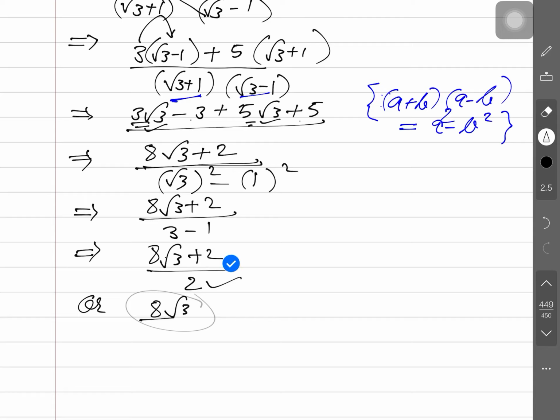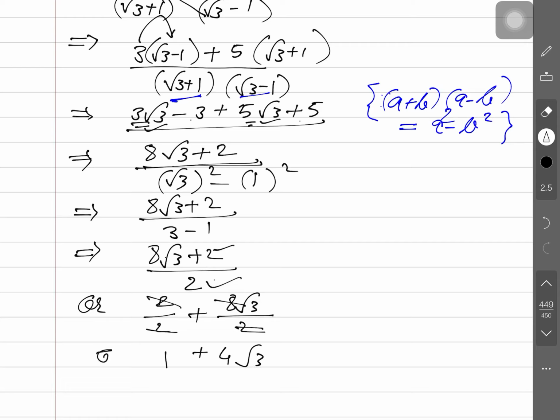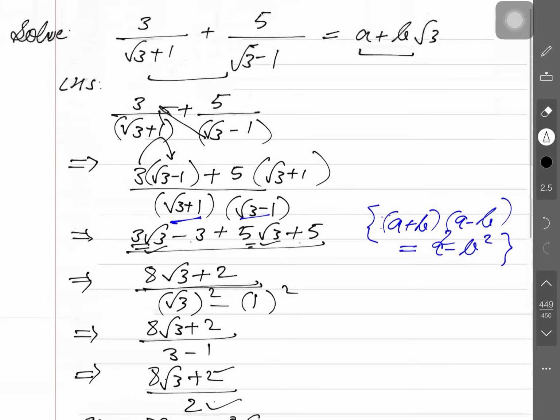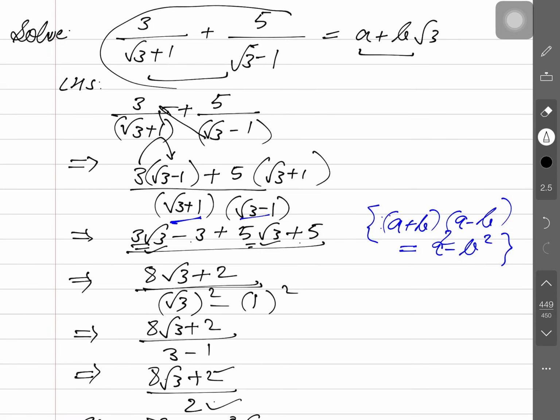So the general expression is to be written here. First we have to write the rational terms: 2 by 2 and plus 8 root 3 by 2. The 2 cancels, 1 comes here, and 4 times root 3. You may see this expression coming here, right guys? So 1 plus 4 root 3. We have simplified the left side expression here.